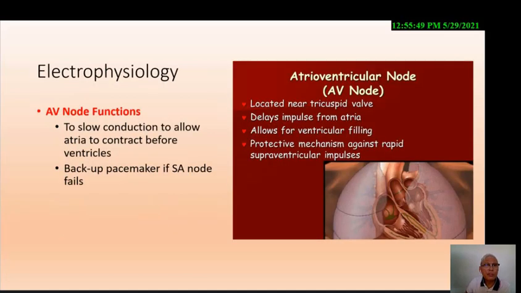Now, the other part of the cardiac conduction system is the AV node, and we said that the function of the AV node is to slow down conduction to allow the atria to contract before the ventricles. The AV node is located near the tricuspid valve, and it delays the electrical impulses in order for ventricular filling to occur properly. And of course, inasmuch as it has the ability to generate electrical impulses on its own, although slower than the sinus node, it can serve as a backup pacemaker if the SA node ever fails.